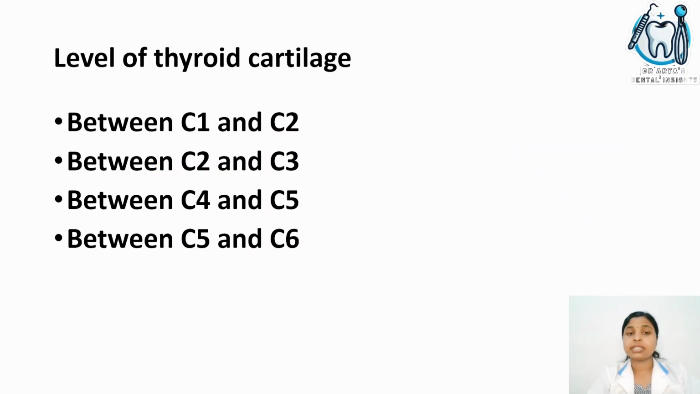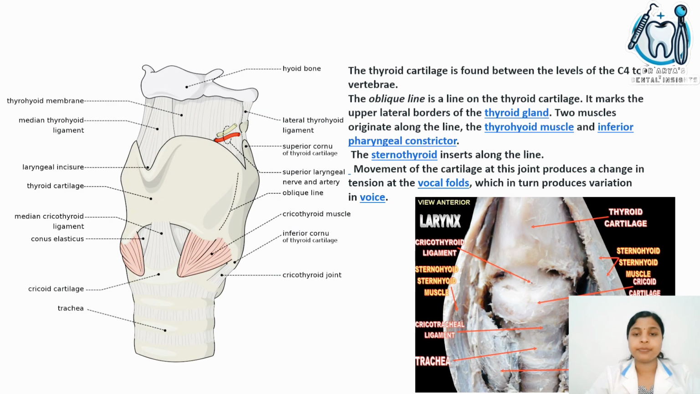The next question is about the level of the thyroid cartilage: between C1 and C2, C2 and C3, C4 and C5, or C5 and C6. Coming to the discussion part, this is the thyroid cartilage, this is the thyrohyoid membrane, and this is the hyoid bone. The thyroid cartilage is found between the levels of C4 to C5. So the C4 to C5 vertebra is the answer.